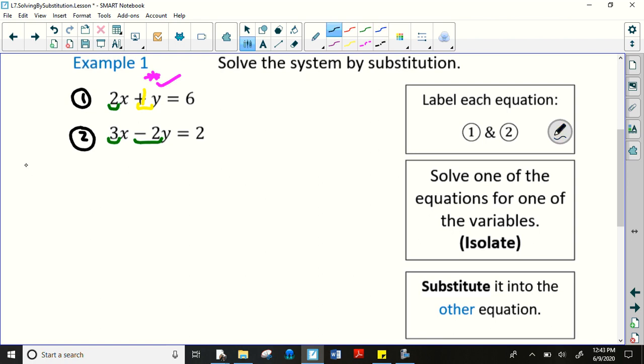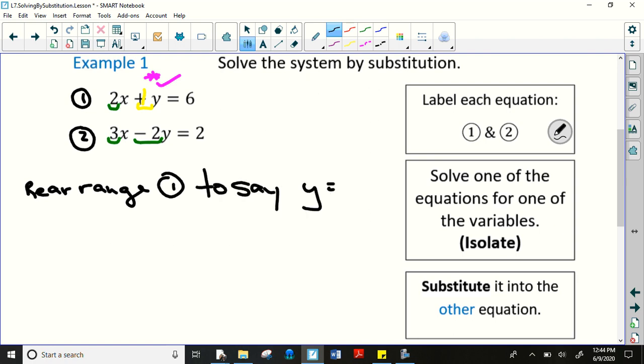So I'm going to put some rules here. Rearrange. We want to say y equals. It's kind of like we've done this work. We just talked about all our y equals mx plus b. That's not actually what I'm doing right now. It just so happens that the y had the 1. Plus 2x equals 6. How would we get the y by itself?